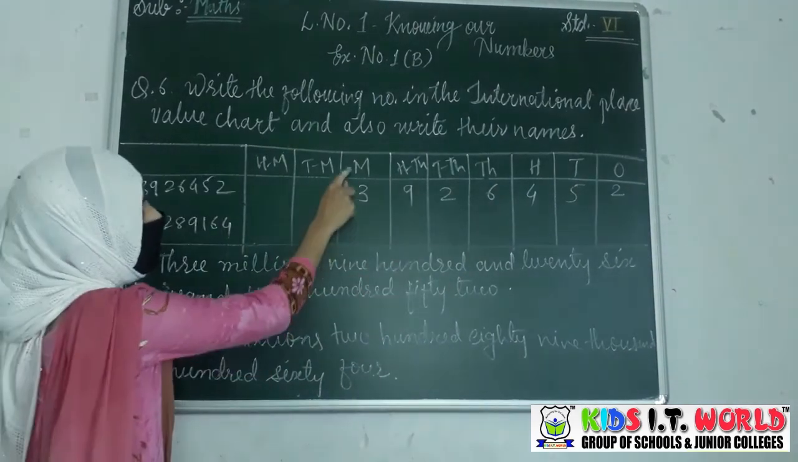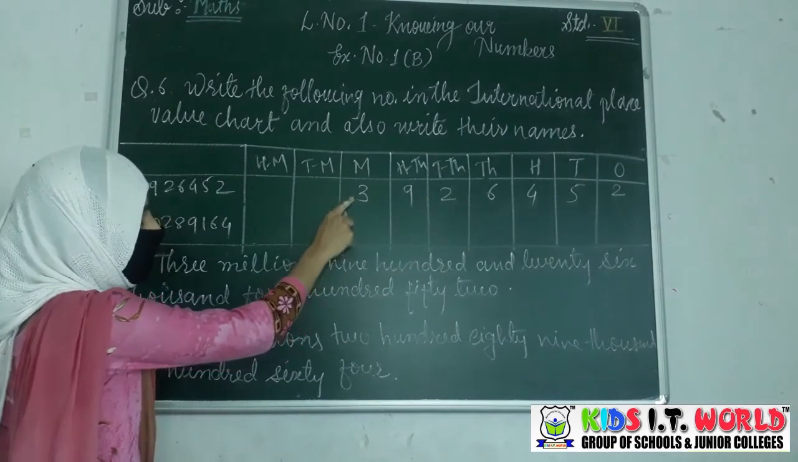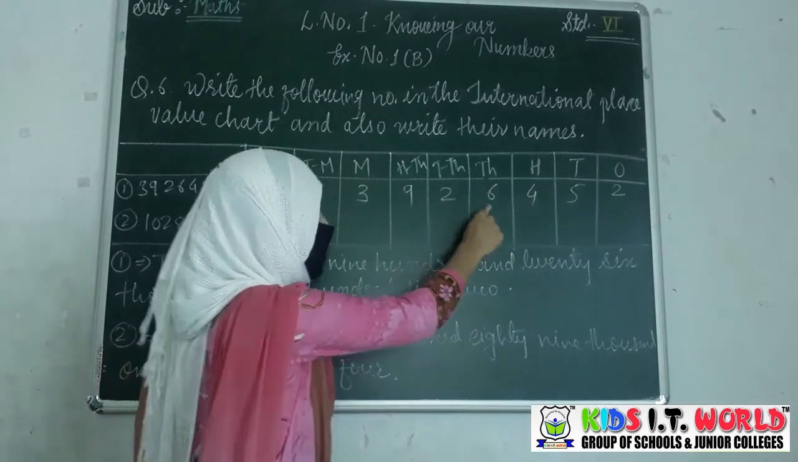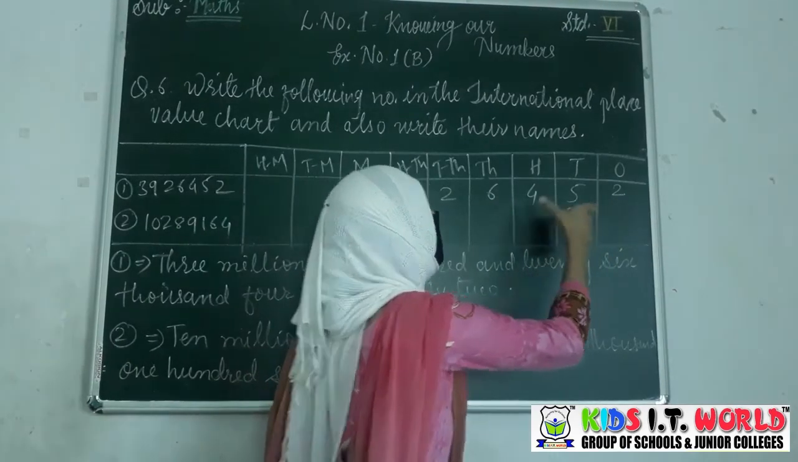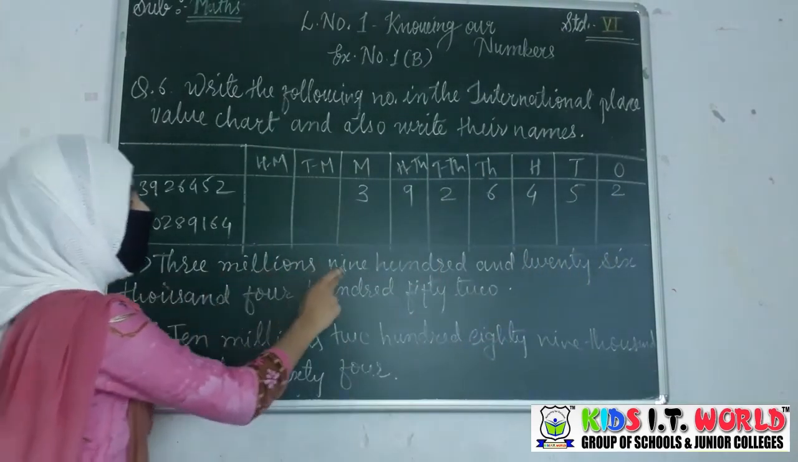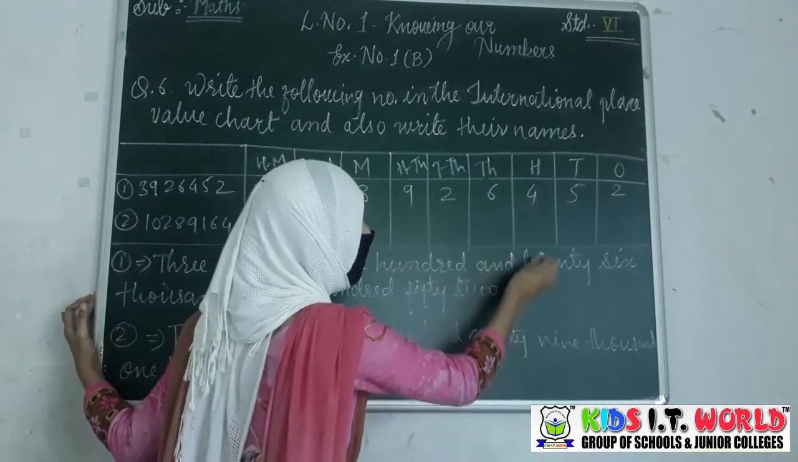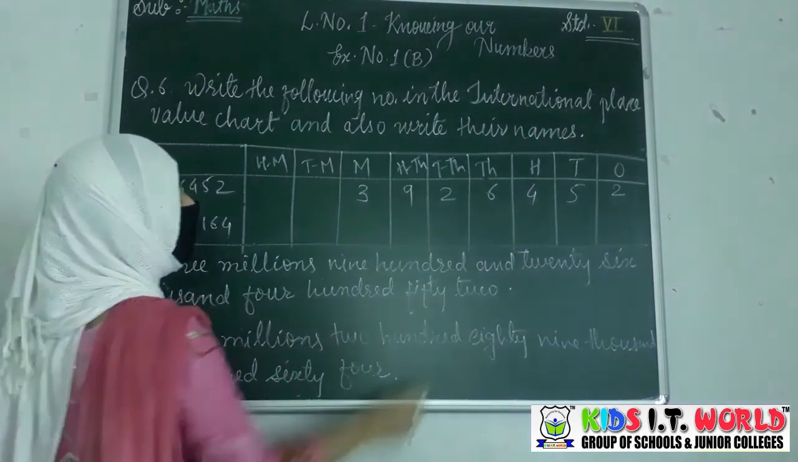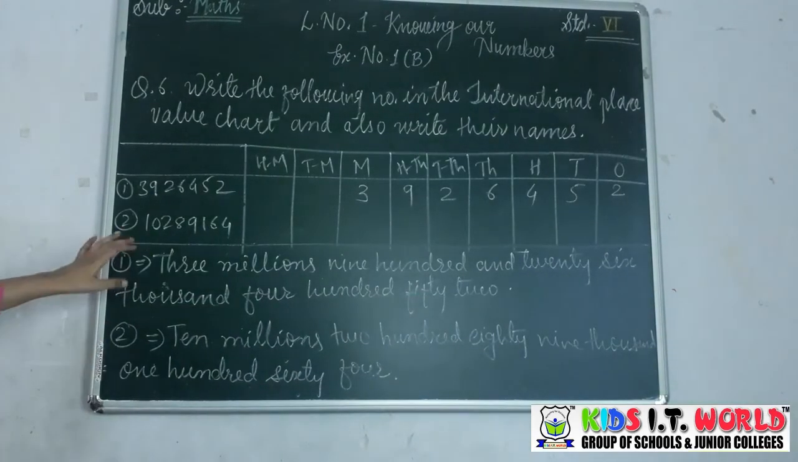So here 3 is on the millions, so the number is starting from the 3. So it is 3,926,452. Same you have to write it in the wording form. 3,926,452. Understood? In the same way you have to do the other one.